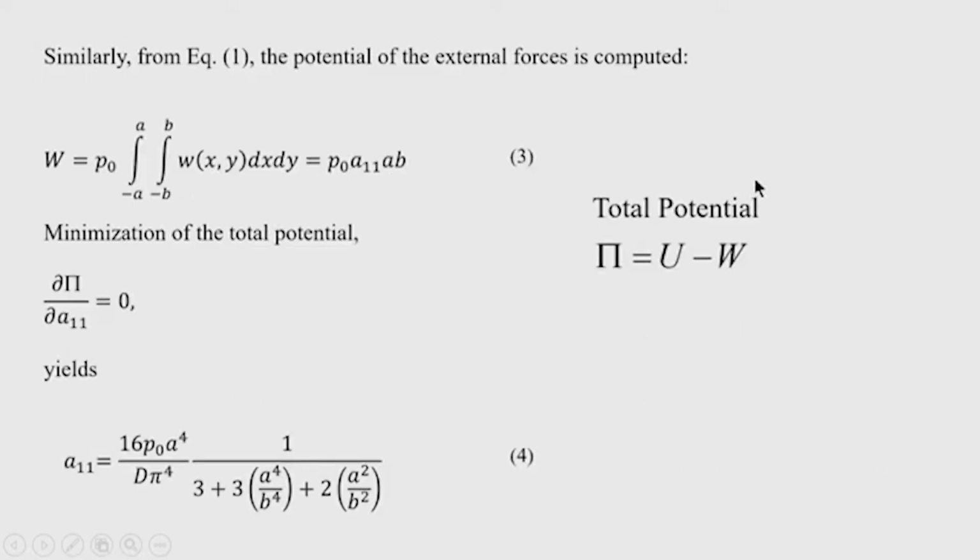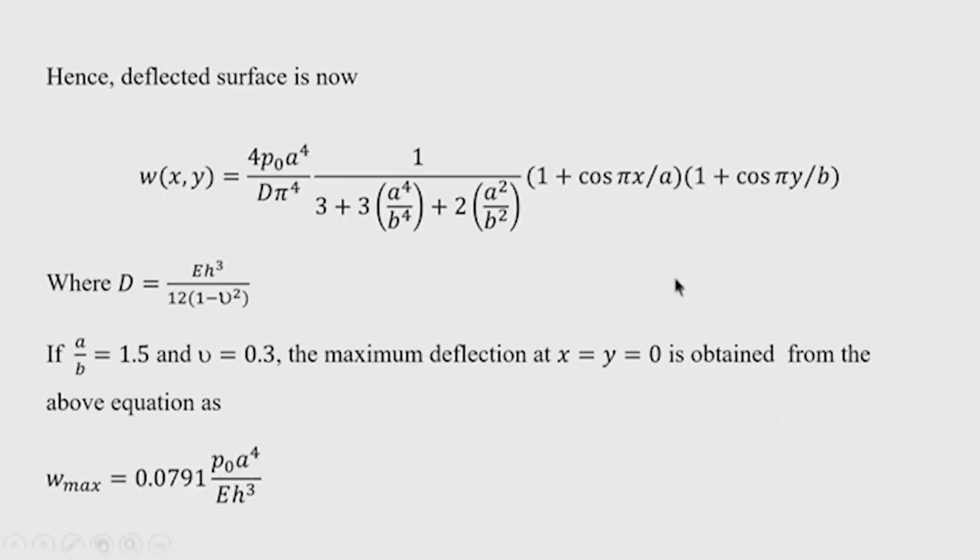We have taken the origin at the center of the plate. So, by taking x equal to 0 and also y equal to 0 and substituting here, with A by B equal to 1.5, that means A is equal to 1.5 B, or B is equal to A by 1.5.